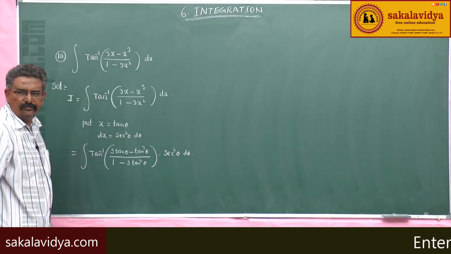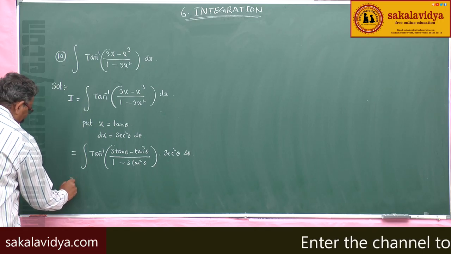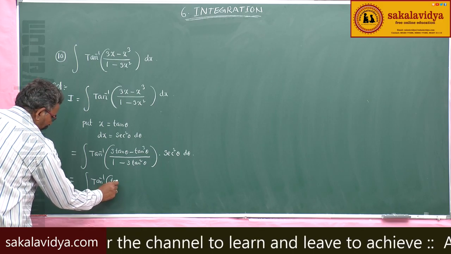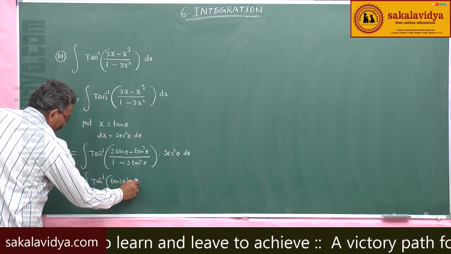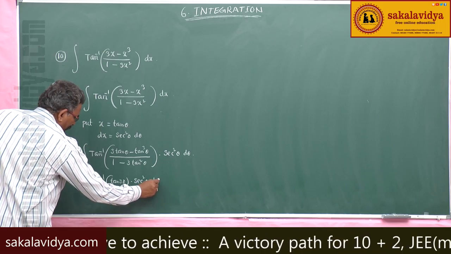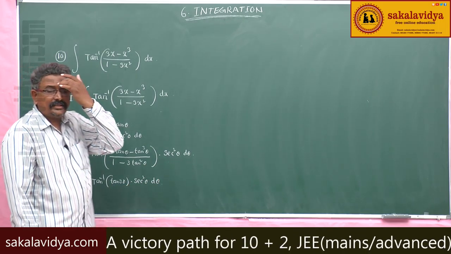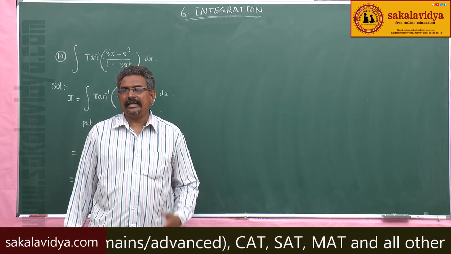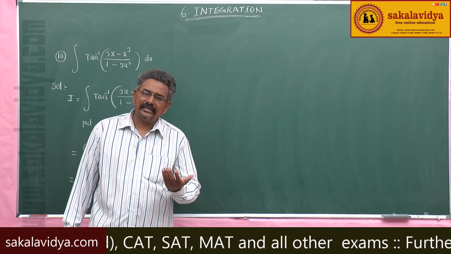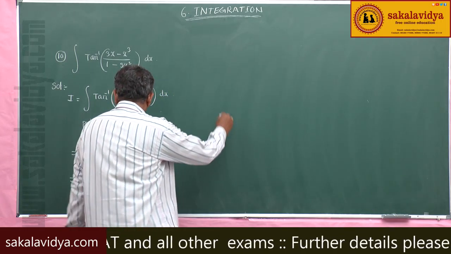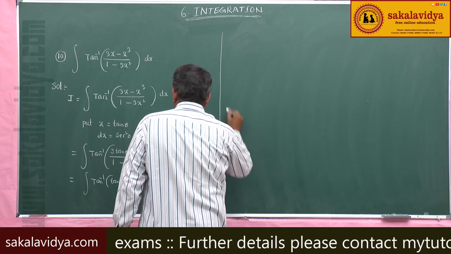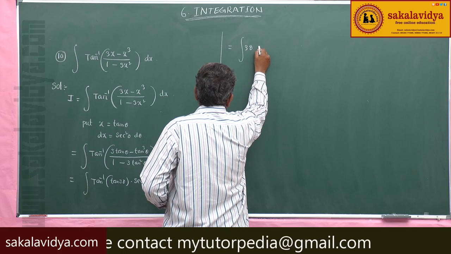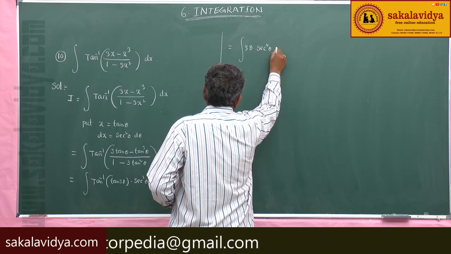Now this is a formula. So integral tan inverse tan 3 theta into secant square theta d theta. Tan inverse of tan x is the inverse trigonometric functions formula. Tan inverse of tan x is x. What is tan inverse of tan 3 theta? 3 theta. So this is equal to integral 3 theta secant square theta d theta.